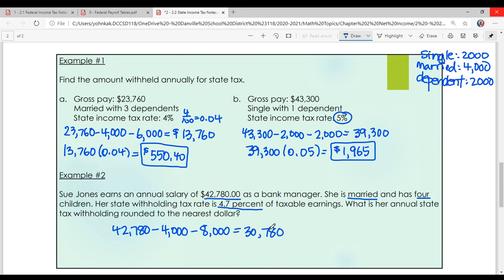And so that's going to give me 30,780. Then I'm going to take that 30,780 and I'm going to multiply it by 4.7% as a decimal. Remember, if you don't know how to change a percent to a decimal, you just take 4.7 and divide by 100, and that's how you get 0.047. So if I multiply here, I get $1,447. That's how much Sue is going to have taken out of her paychecks per year for annual income tax.